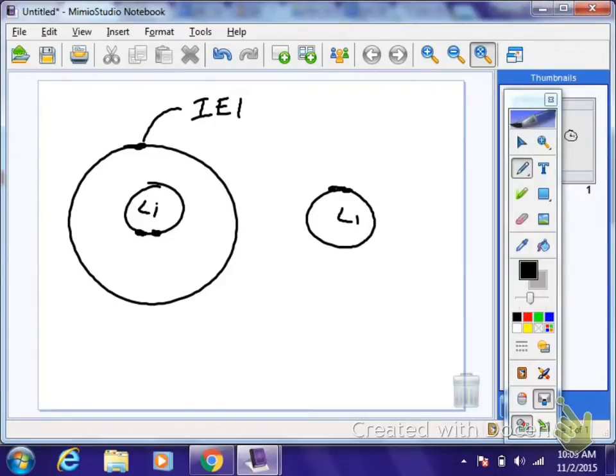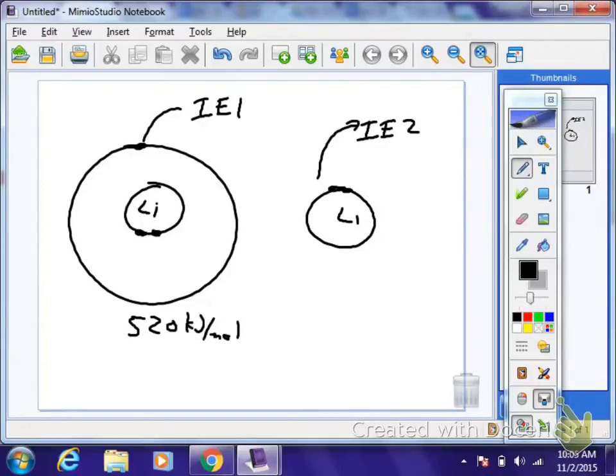Okay? So if we take one of these electrons out, that's going to be ie2. Can you guys see what happens to the energy that is required to take out an electron? So what is ie1 for lithium? Somebody give me that number. 520. 520 kilojoules per mole.